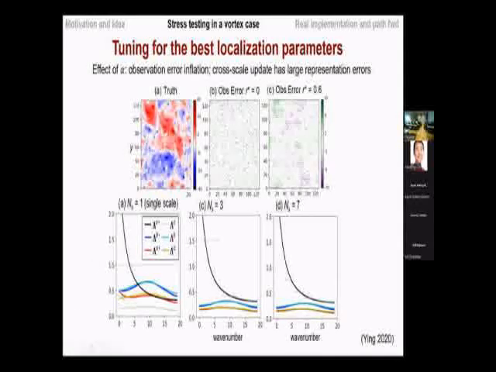But what I'm proposing here is to use a multi-scale solution. At each scale, you can adjust. You can inflate or deflate the observation error so that it matches the black curve. And your analysis should be stable.